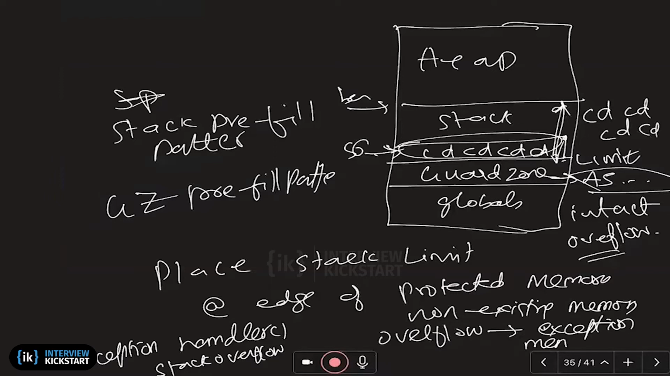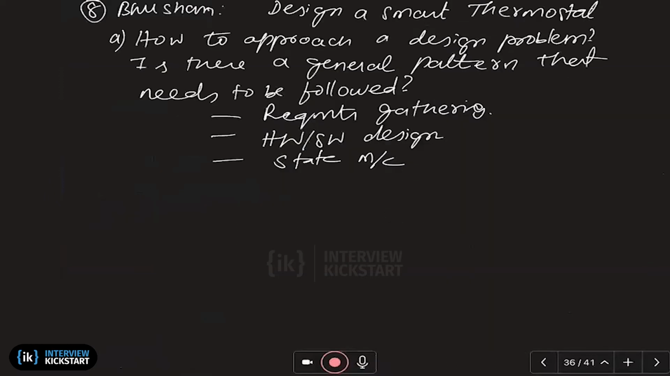Okay. Thank you. Okay, so now I'll come to Bhushan's question. It is again a generic question. Design a smart thermostat. How to approach a design problem? Is there a general pattern that needs to be followed? Requirements gathering, hardware, software design, state machine. Yeah, of course, those are all the things.